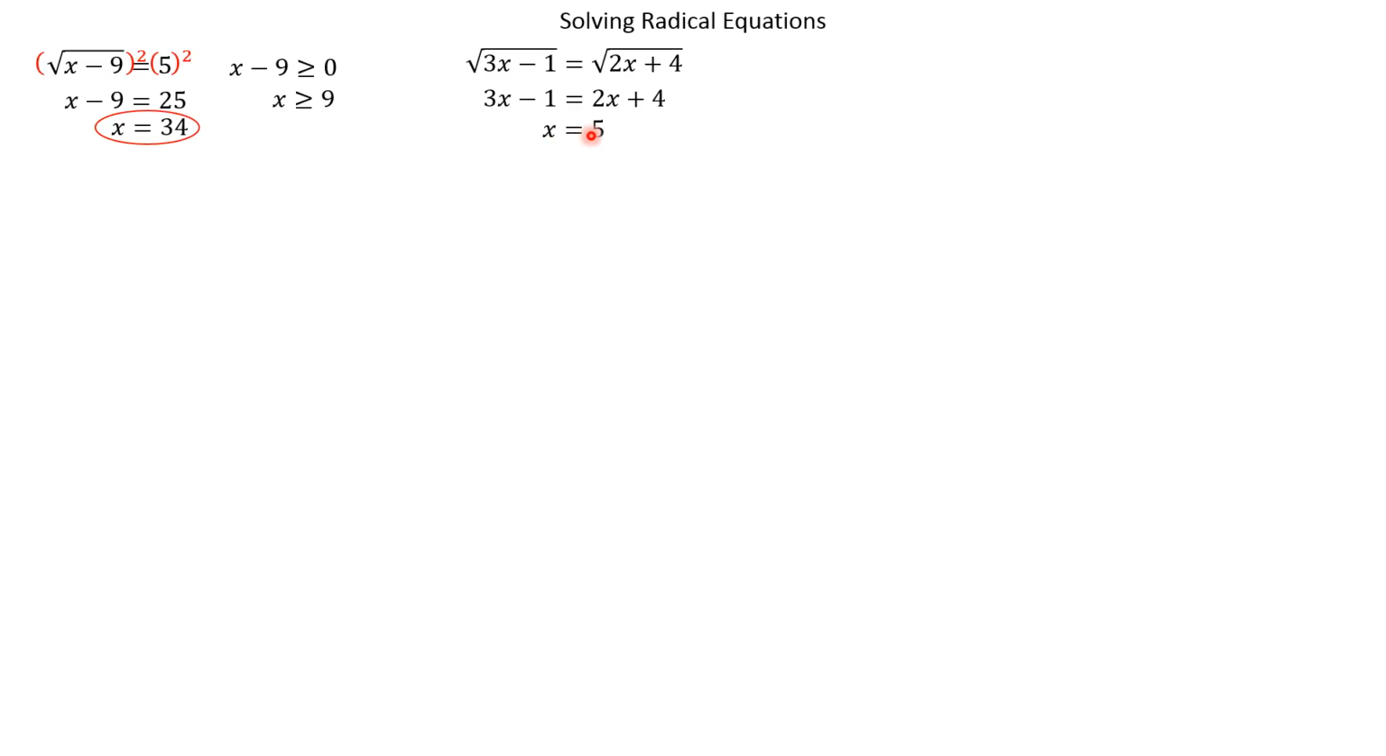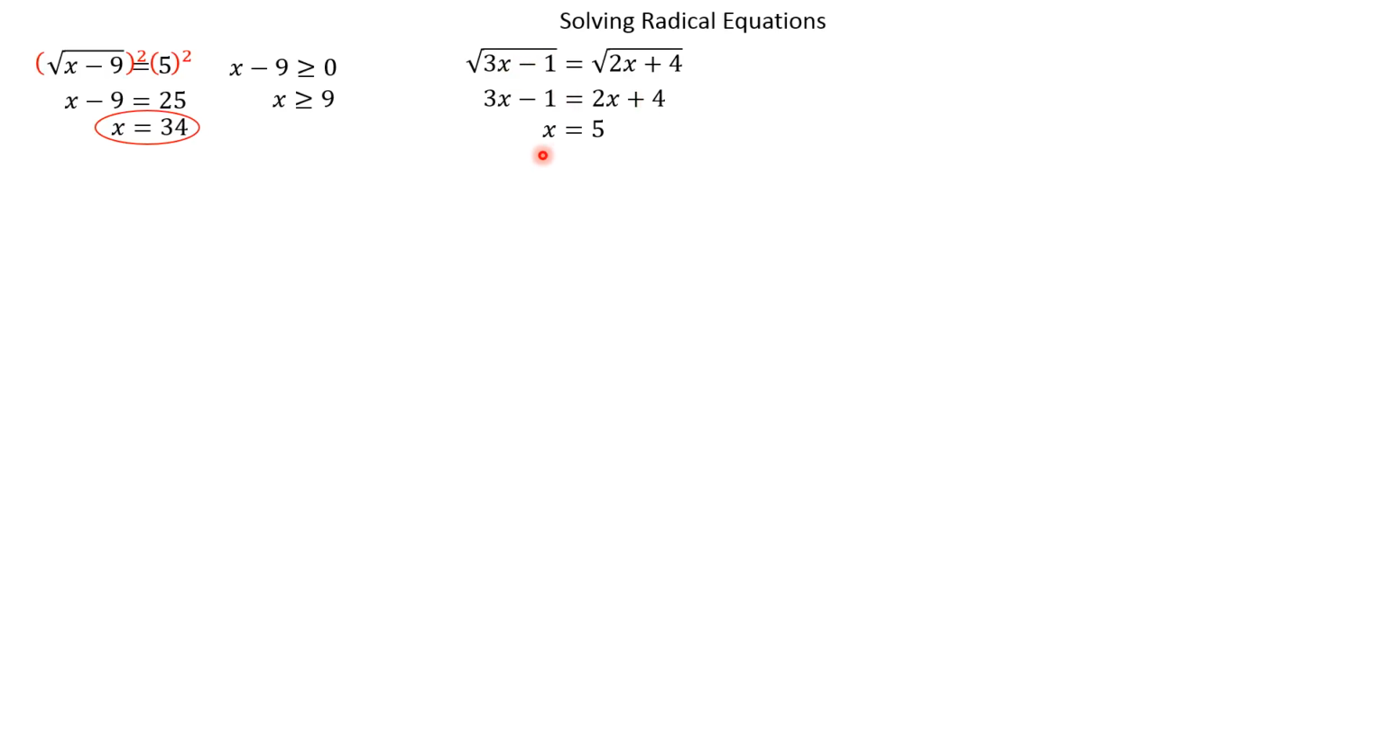And then from here, we want to make sure this is in the domain of each of them. One way we could do it is to just plug 5 in. 3 times 5 is 15, minus 1 is 14. What's the square root of 14? I don't know, 9 point something. But over here, 2 times 5 is 10, plus 4, square root of 14. I don't know, it's 9 point something. But what I know is the square root of 14 does equal the square root of 14. So that's one way we could do it.